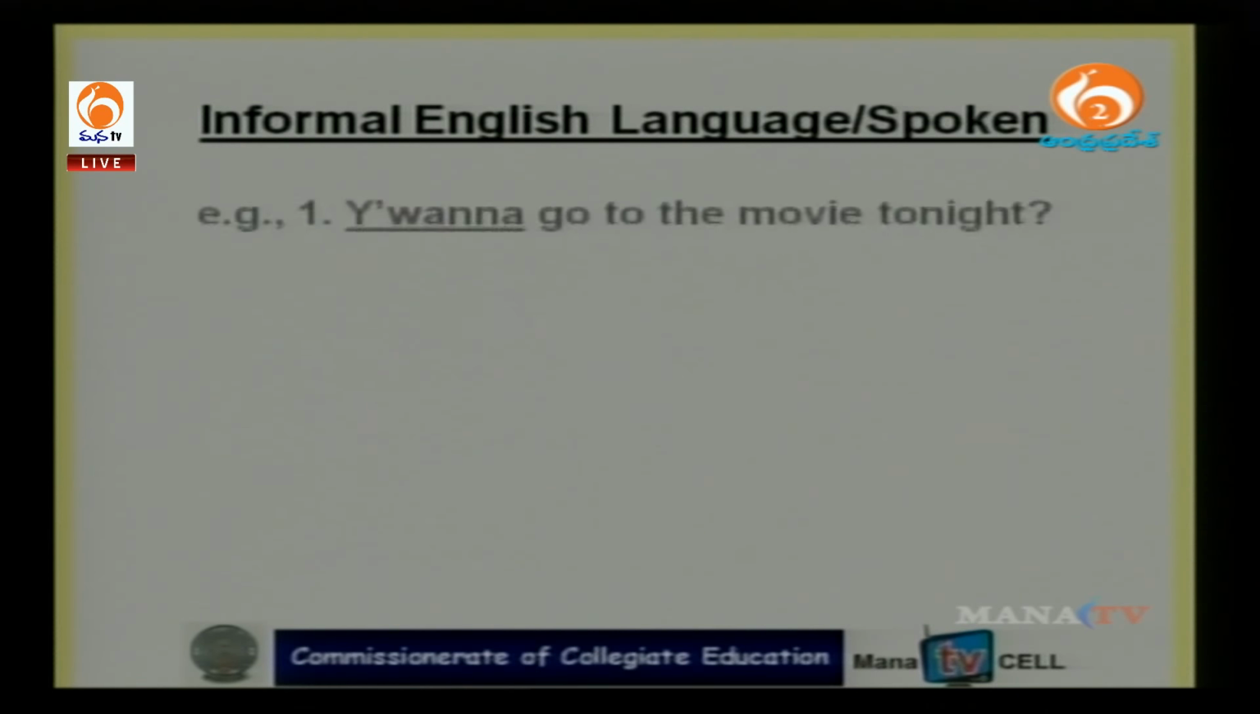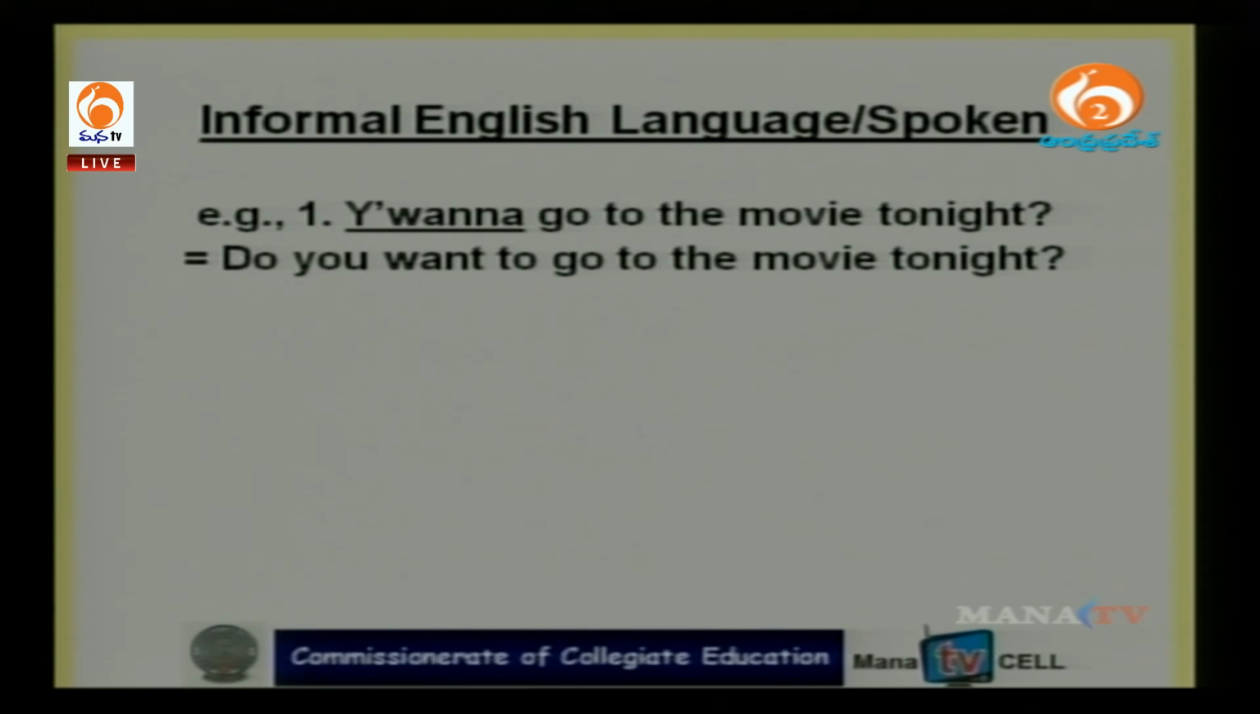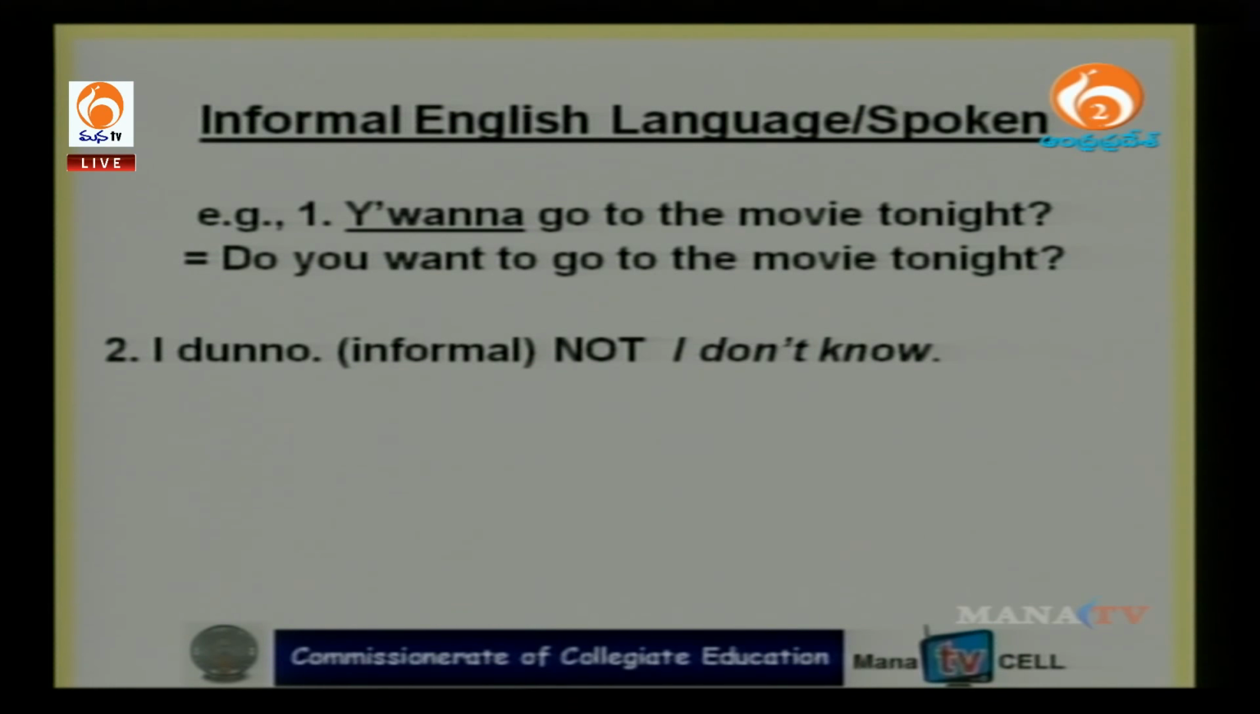Now, look at this one. Here you will find an informal way of saying: you want to go to the movie tonight. Here you do not find the exact subject and verb, but it is a condensed form. If it is to be written or if it is to be formal, you have to say it in the second way: do you want to go to the movie tonight. But in spoken English, you want to go to the movie tonight is acceptable. Okay. There is another example here: I don't know is informal, but if it is to be formal, you have to say I do not know. But in spoken English you can say I don't know.